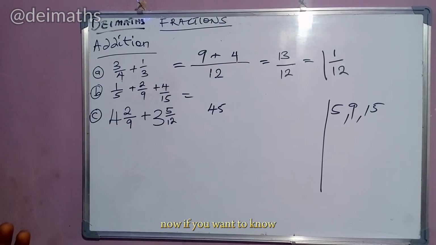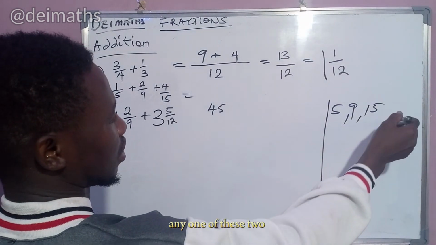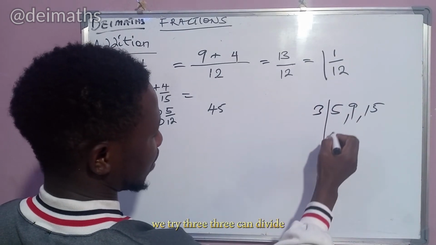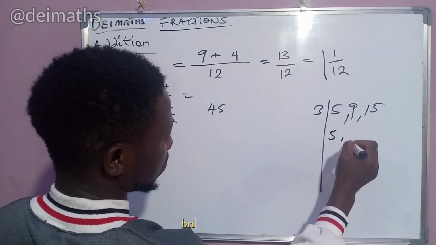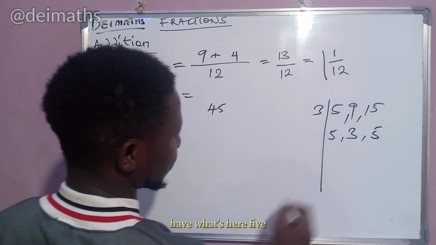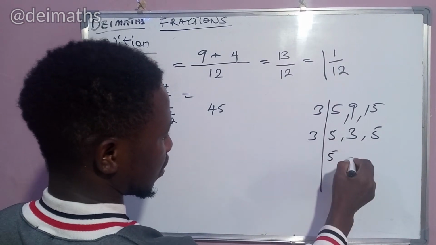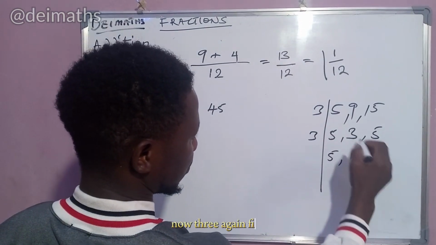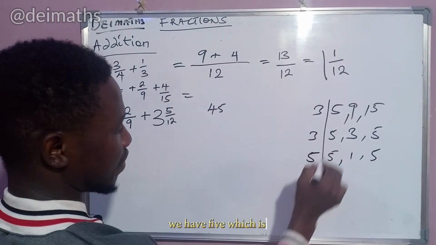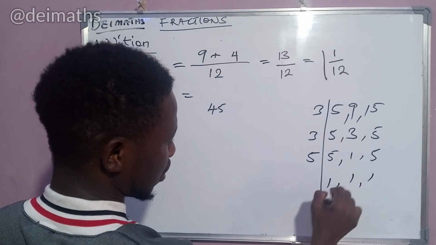Now, if you want to know how I got this, let's try it here. Which number will divide any one of these? 2 cannot divide. We try 3. 3 can divide. 3 divide this, it cannot. Bring down this. We have 3 here. We have what's here? 5. Now we have 3 can go again. 5. 1. Now 3 again. 5. Now what do we have again? We have 5, which is divide this 1, 1, 1.